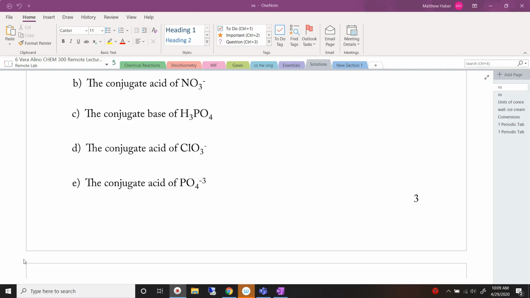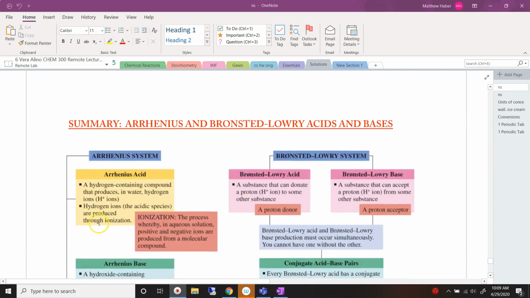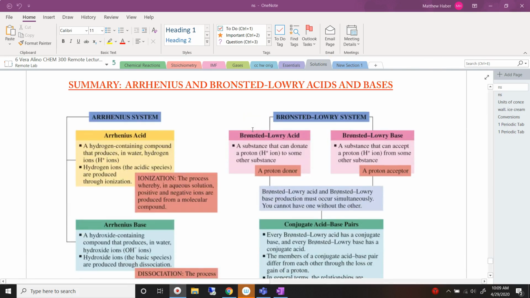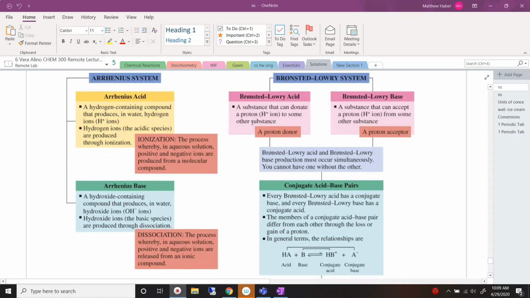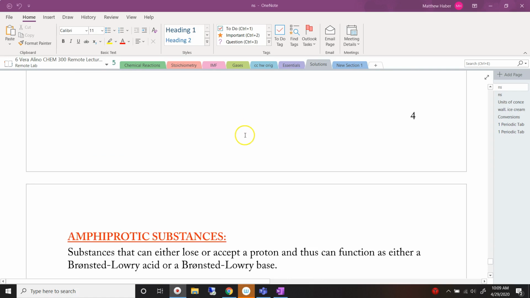Wonderful. So I hope that is a little bit clearer to you guys. Definitely a lot of practice on figuring out the conjugate acid and base of different species. It's also important for you to go over this page and look at the differences between the Arrhenius and Bronsted-Lowry. This page definitely tells you how Bronsted and Lowry expanded the definition of an acid.